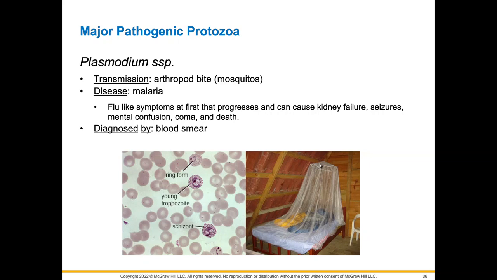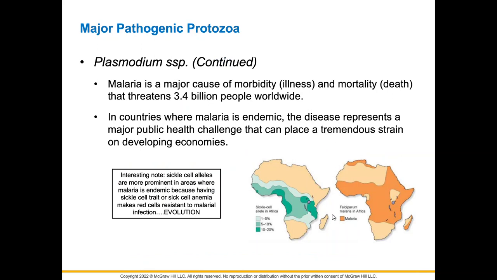How can we prevent it? Things like this. We see this individual has a mosquito net that is surrounding their bed to prevent being bitten by mosquitoes that can cause this disease. Something of interest as well, I guess being a biologist, is malaria is a major cause of morbidity, which means illness, and mortality, which means death, that threatens about 3.4 billion people worldwide. In countries where malaria is endemic, the disease represents a major public health challenge.